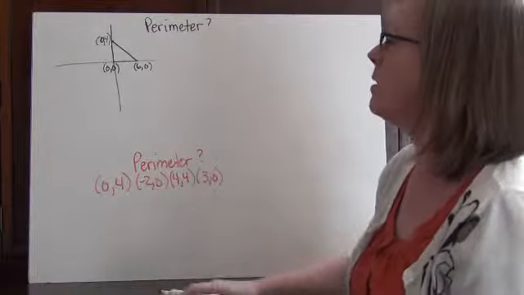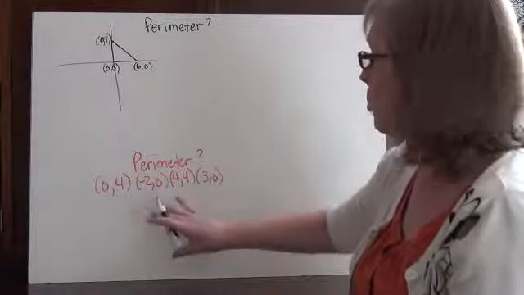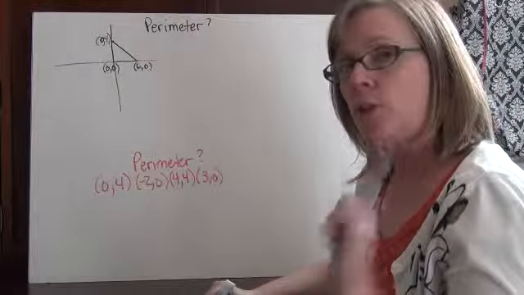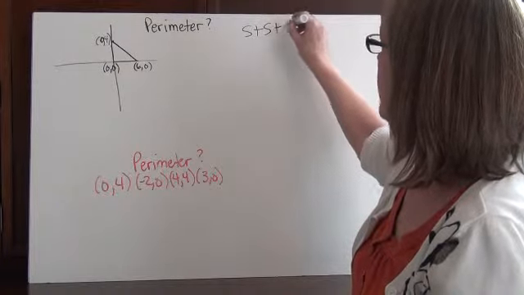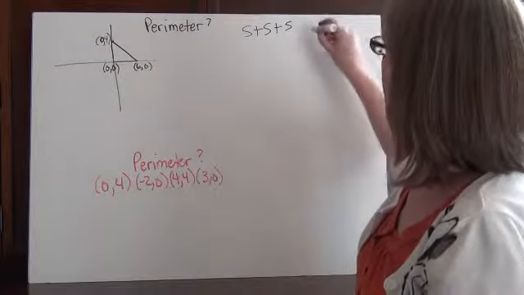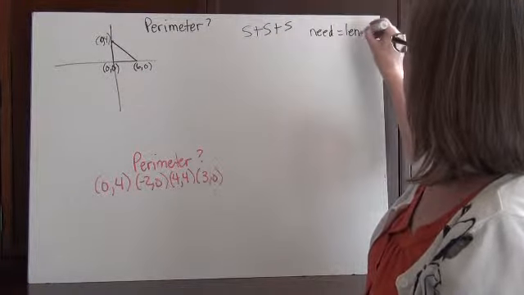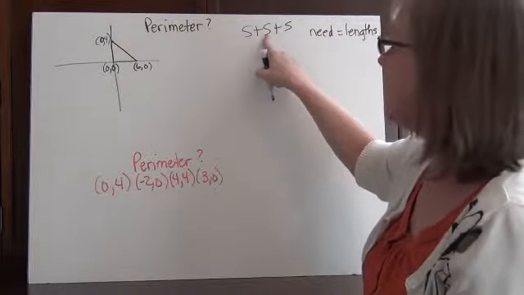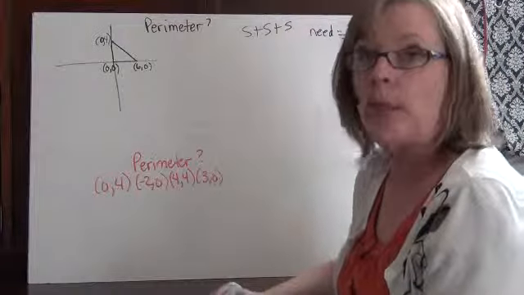Now, one of the problems we get is if you have these 3 points, or they'll give you a picture or not, we're going to do one without a picture and one with a picture, what would the perimeter be? So the first thing you think to yourself is the perimeter is side plus side plus side. I know that, and I know the coordinates, but what I need is the lengths. In order to find the perimeter, I need the length of the first side plus the length of the second side plus the length of the third side. So that's what I'm looking for.